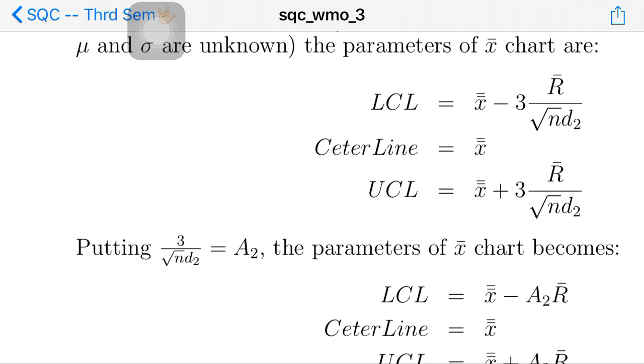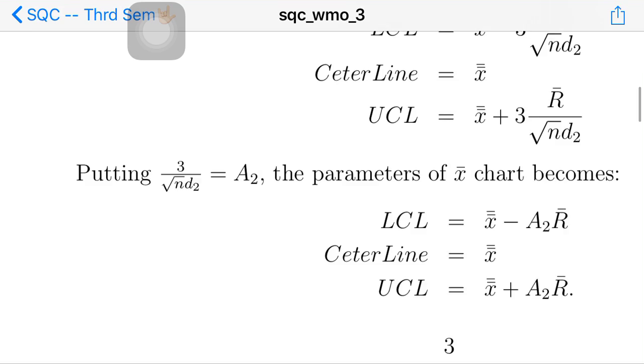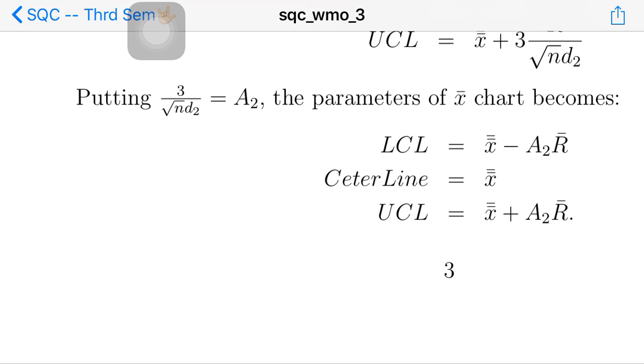3/√n into D2 equal to A2, so that these limits become x double bar minus A2 into R bar. Center line is equal to x double bar, UCL is equal to x double bar plus A2 into R bar, where A2 is equal to 3 divided by √n into D2.